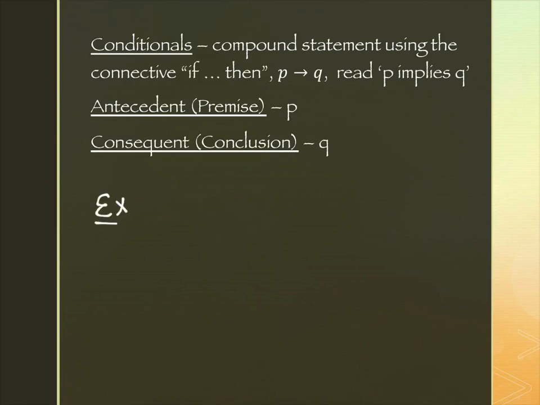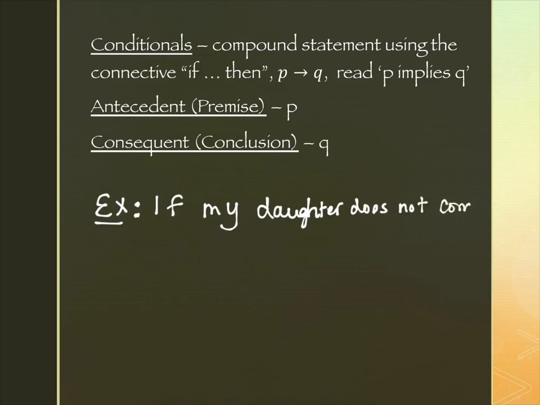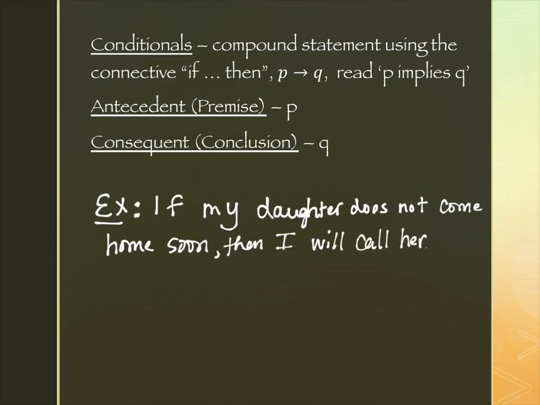So I will do an example of one. If my daughter does not come home soon, then I will call her. This is a conditional statement. There's an if part, there's a then part. If the first part happens, the second part is guaranteed to be happening. This is how they work.